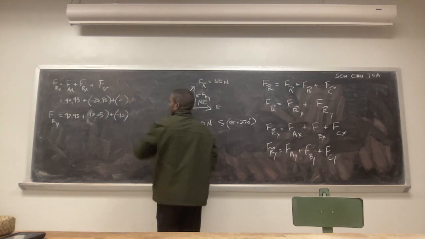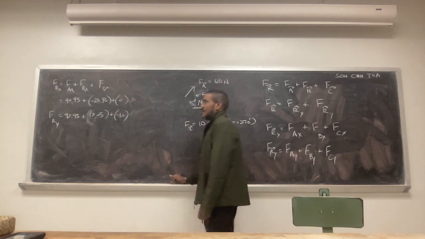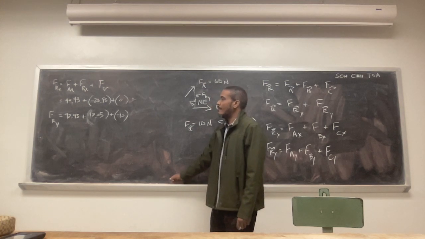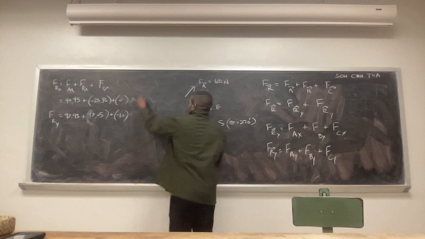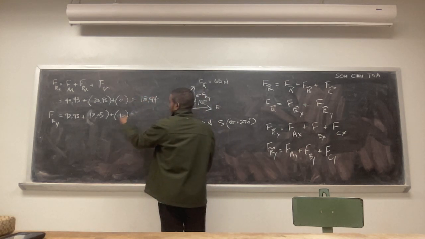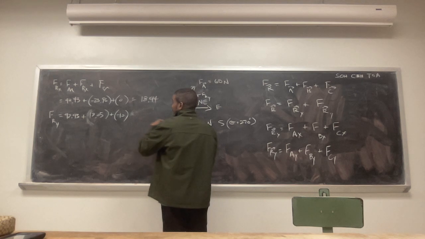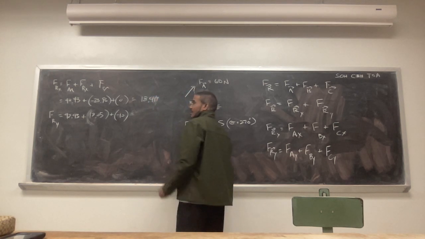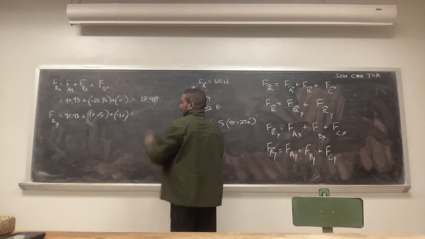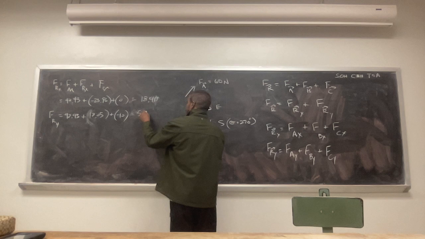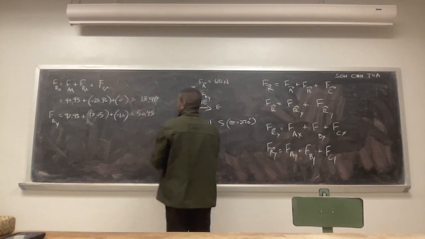So here, what would it be? 18.47. And this one is 50.45. 50 point what? 45. Okay.